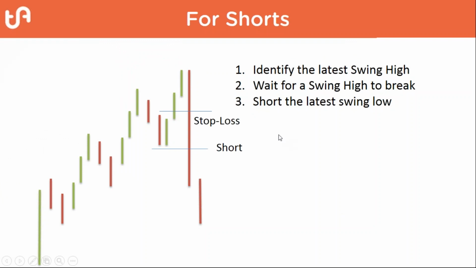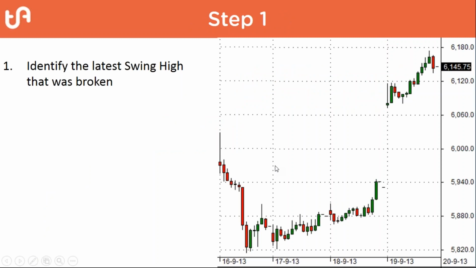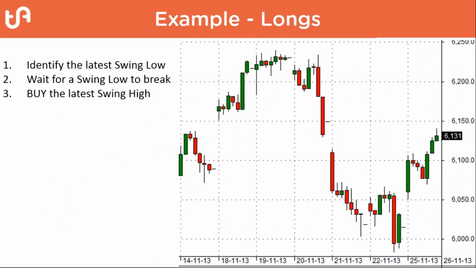Now any questions right now? No questions? Okay. Now let's look at the rules for buy. Where did the buy go? Okay, this is shorts. Yeah, longs. The rules for long is identify the latest swing low, wait for swing low to break, buy the latest swing high. That's it. Stop loss at the candle which made the swing low. So here's the stop loss. Right? It's just as simple as that.